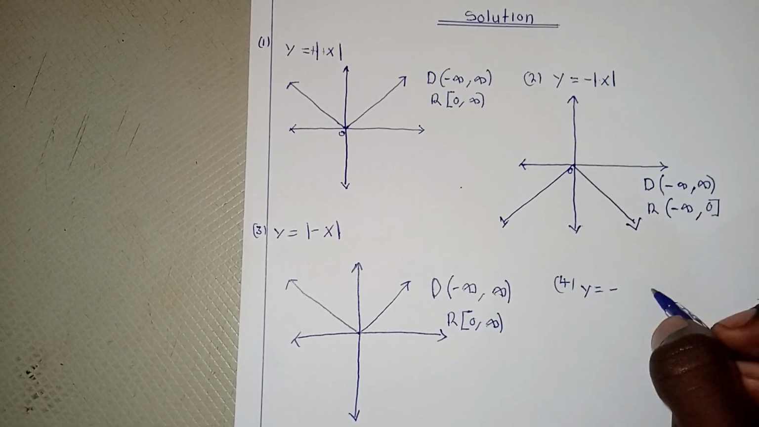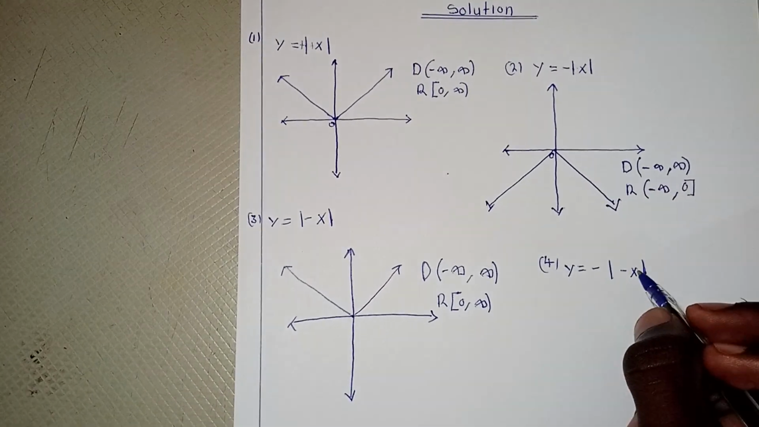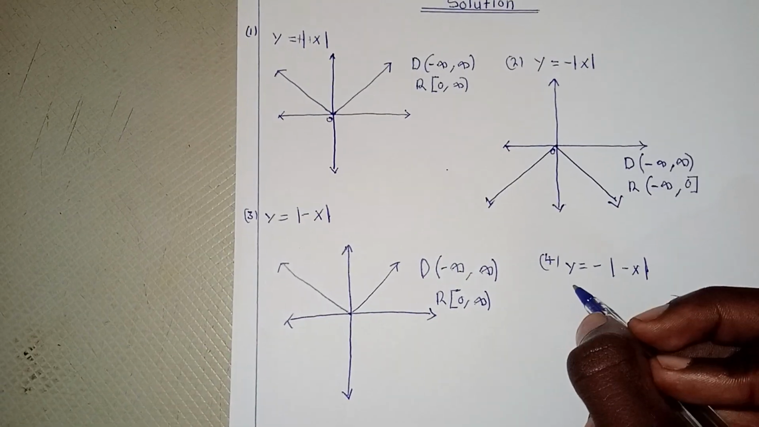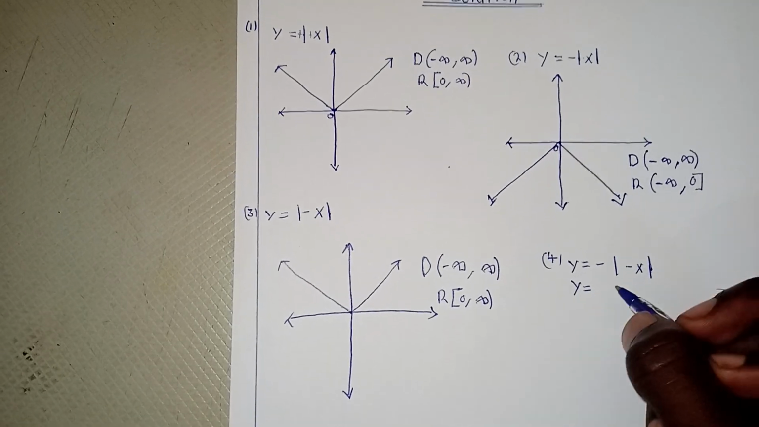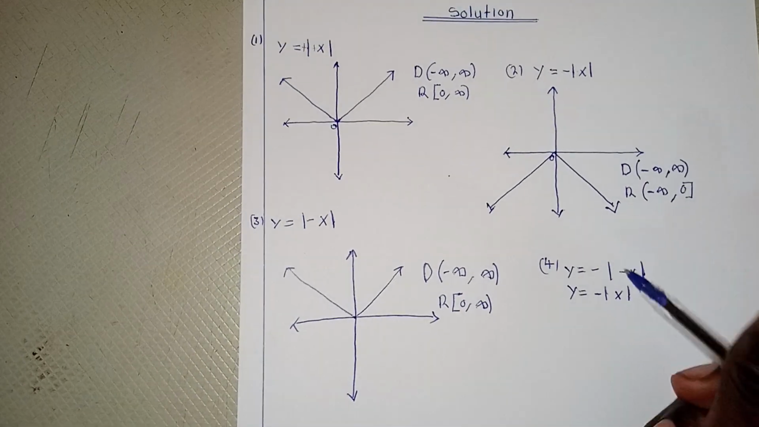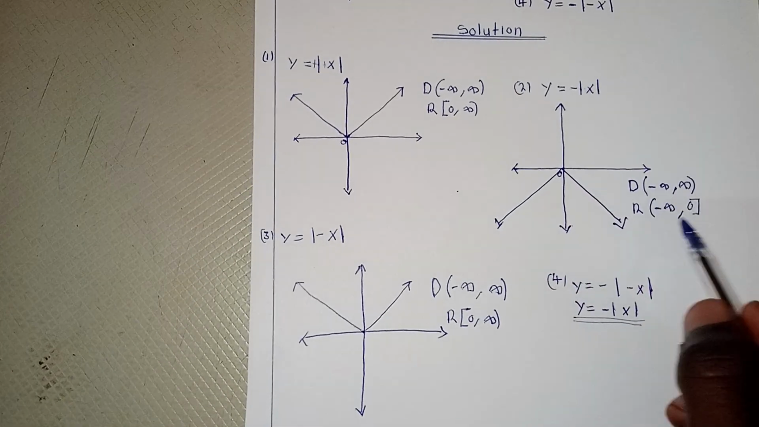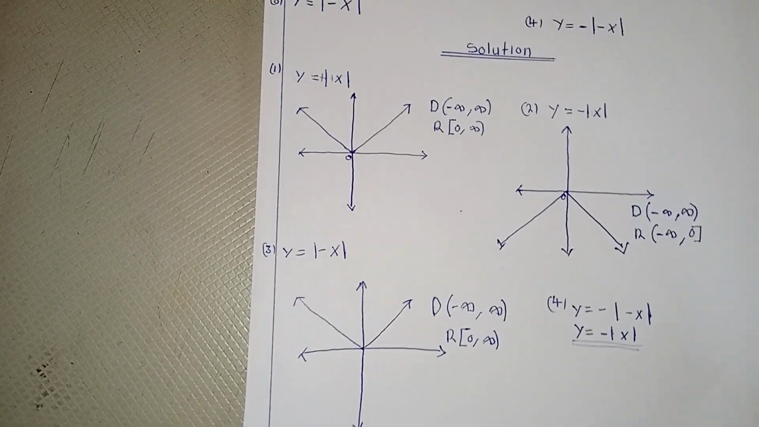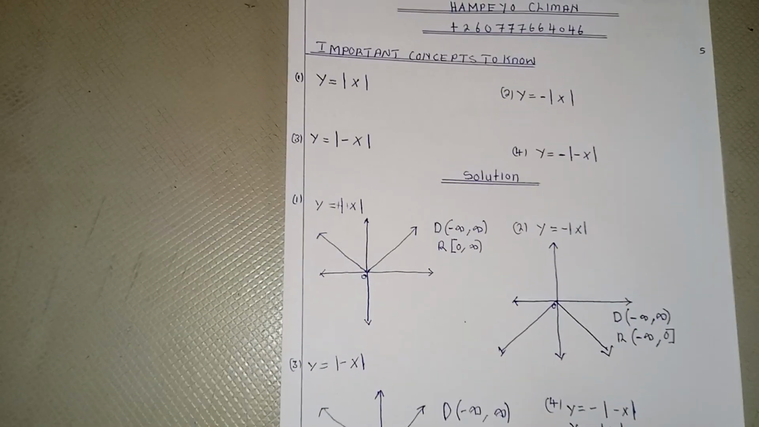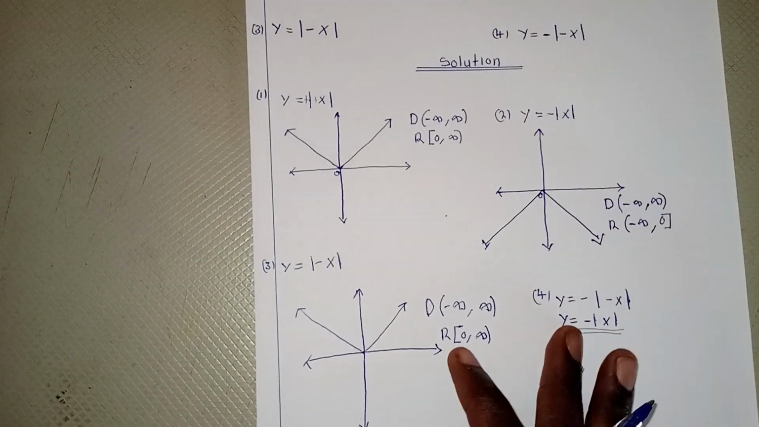y equal to negative, then x inside. Okay, so we know that what's inside is going to be converted to some positive value, right? Therefore, this is just the same as y equal to negative x. If we plot this one, it will simply come out like this, and you are going to have those values there. All right, so this is quite simple and interesting. Okay, I'm sure you are now able to see how I have done these questions.